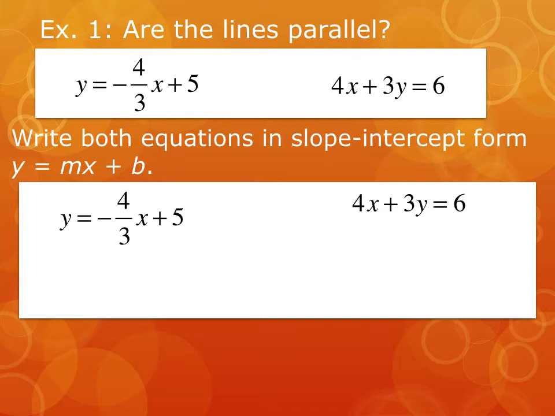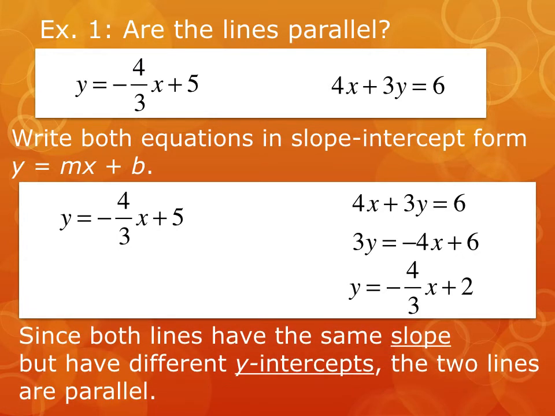Okay, let's subtract 4x from both sides. Now let's divide all three terms of the equation by 3. And now I want you to imagine if you were graphing these lines, you would start with the y-intercept, then you would use the slope. And since both lines have the same slope but different y-intercepts, the two lines are parallel.